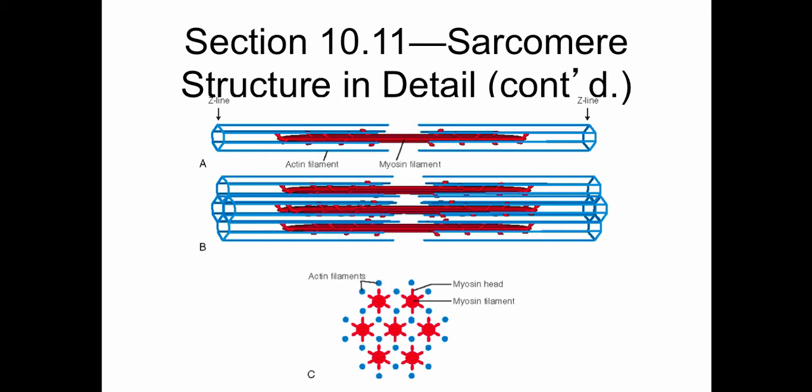Figure A here shows one myosin filament surrounded by 6 actin filaments. Figure B shows how multiple sarcomeres that lay next to one another are arranged. Figure C is a cross-section of a sarcomere.